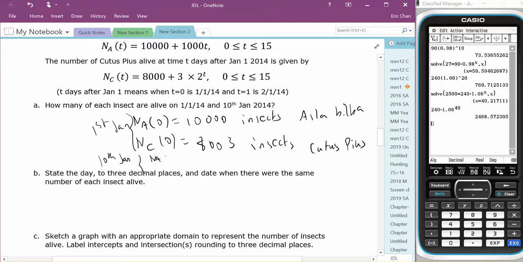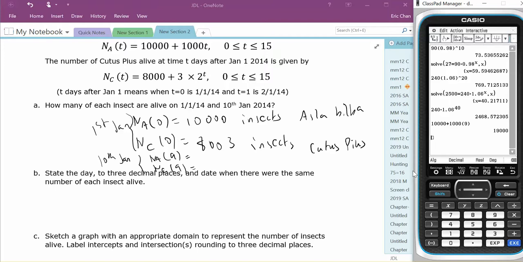we want NA. Now because the 2nd of January is t equals 1, the 10th of January must be t equals 9. So I'm just going to find what the value is on the 9th day. So if I sub in 9, for the first equation, 1,000 times 9, so 19,000 insects, and for the other one, 8,000 plus 3 times 2 to the power of 9. So it's 9536. Okay.